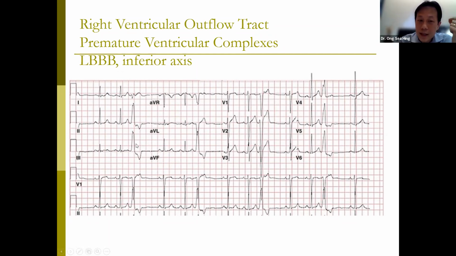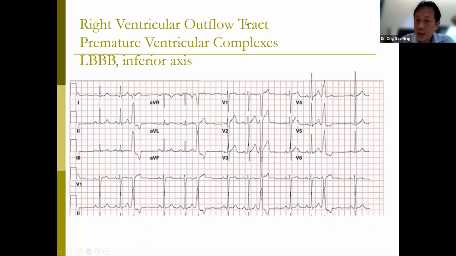Okay. And then you look at leads 2, 3, and AVF. Now we talked about when the direction is positive, it means the electricity is moving towards the lead. So if this PVC is positive in these 3 leads, it means that the PVC is moving downwards towards those 3 leads, towards 2, 3, and AVF. That means the origin of the PVC is from the top of the right ventricle. So that's what we call a right ventricular outflow tract premature ventricular complex.